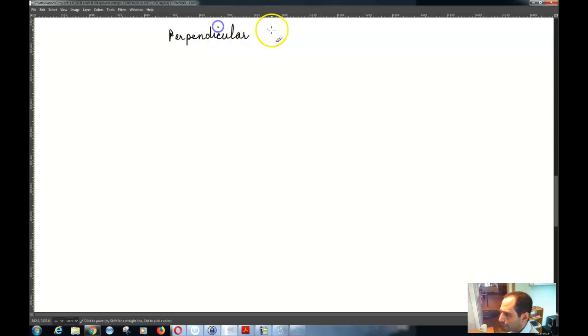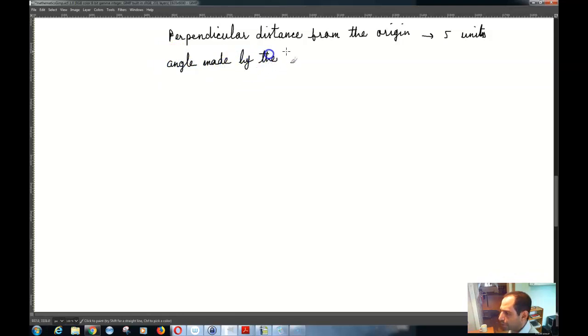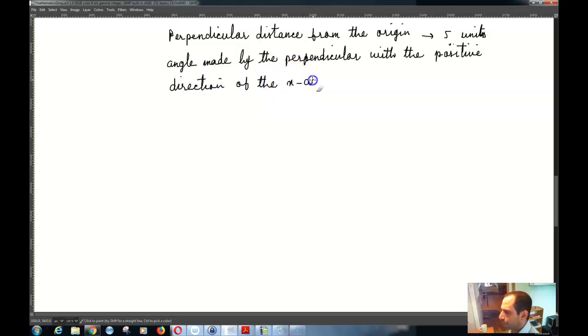The perpendicular distance from the origin is 5 units, and the angle made by the perpendicular with the positive direction of the x-axis is basically 30 degrees.